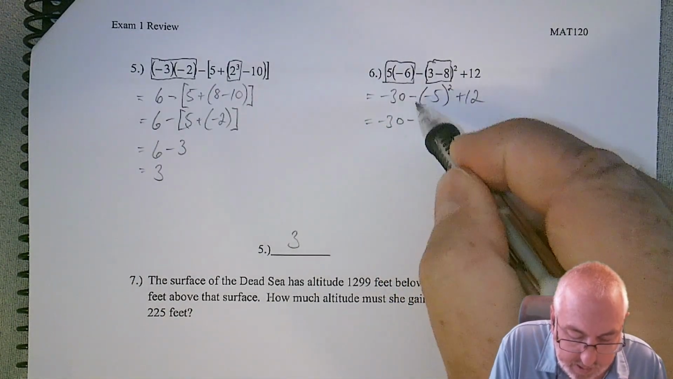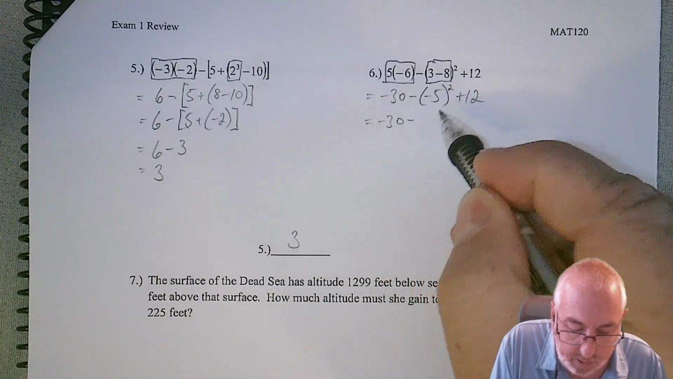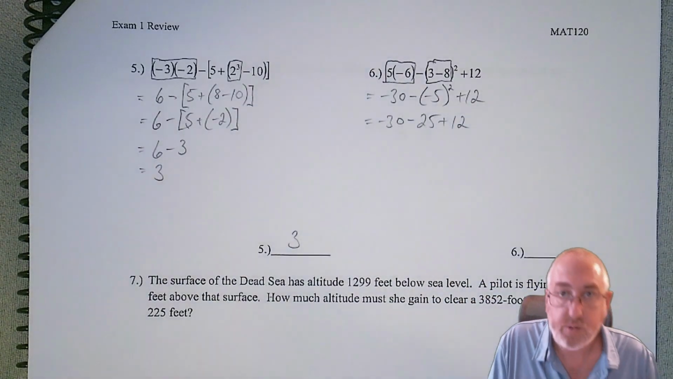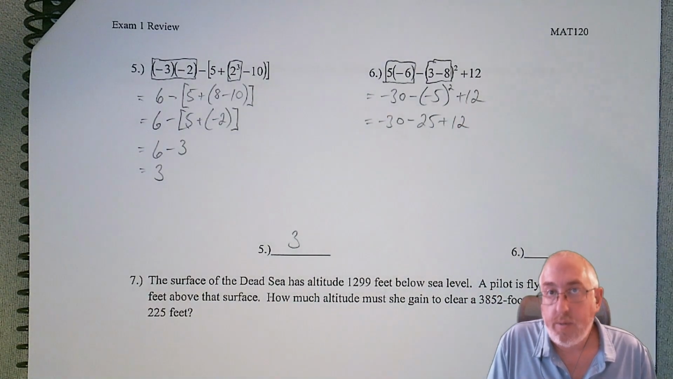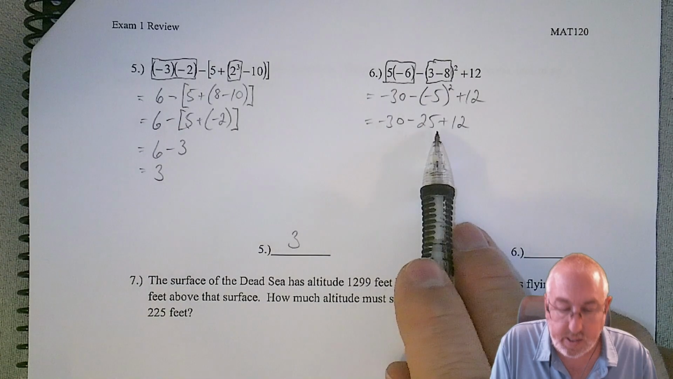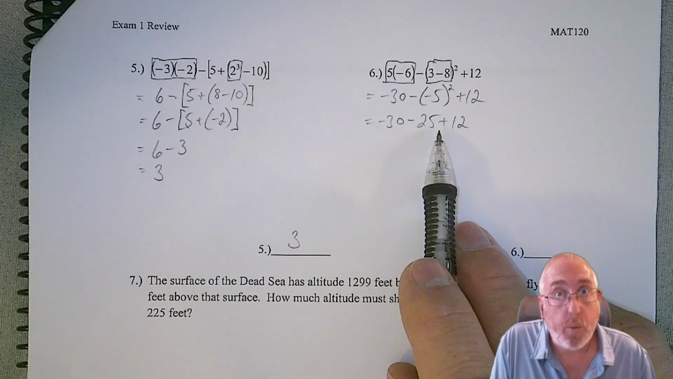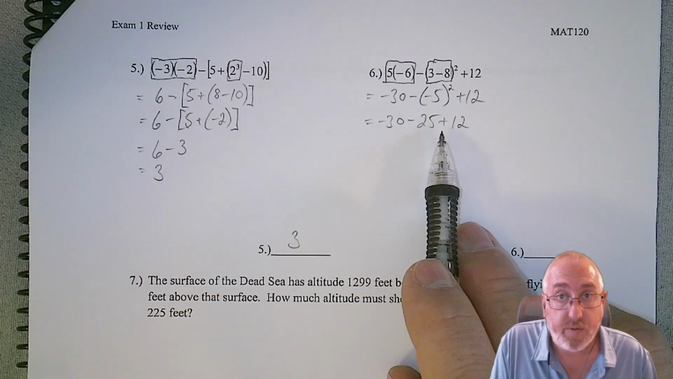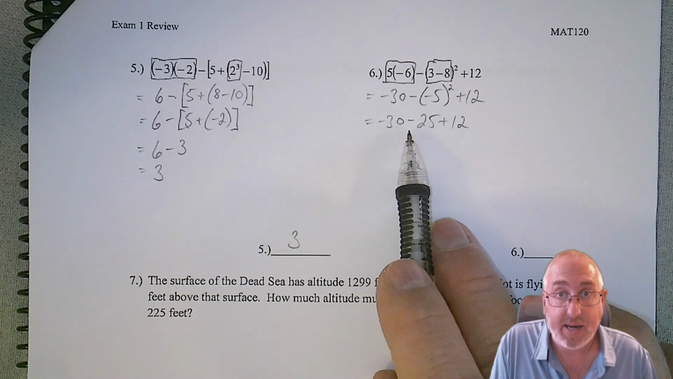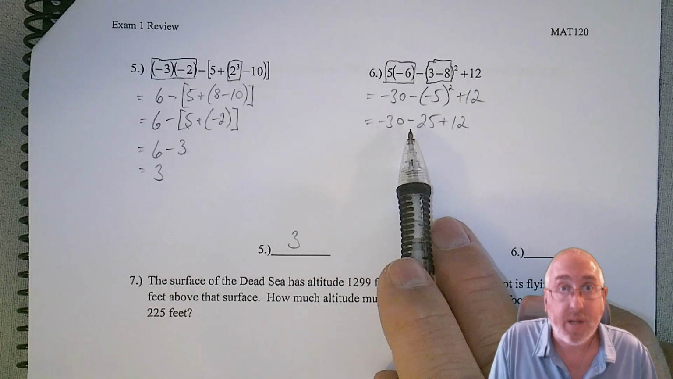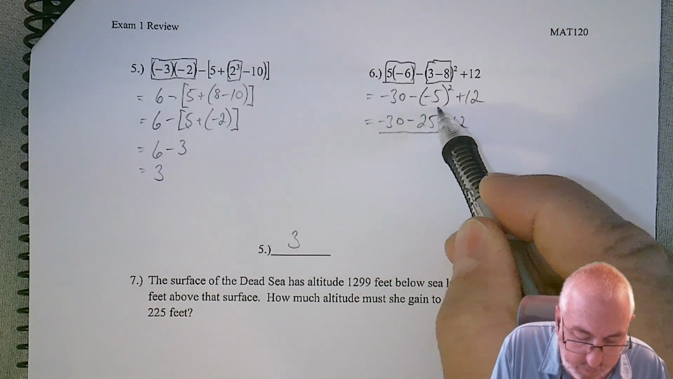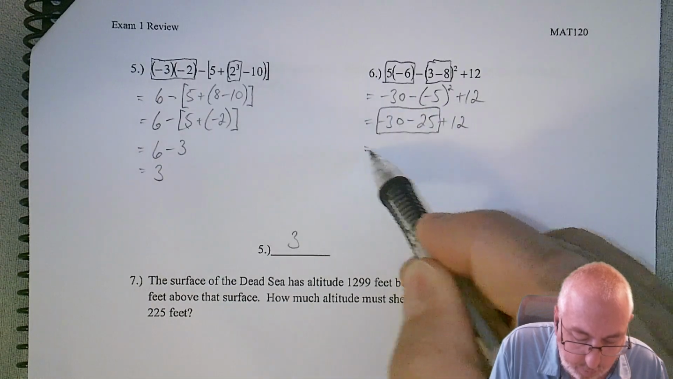So we have the negative 30. We have the minus out in front. This whole thing changes to positive 25. And then we got the plus 12. So now we have a subtraction and an addition. What do we do first? Well, we don't want to do the addition first because subtraction is actually going to happen first because we have to go from left to right. So if we do this first, this is going to be the safer way to go.